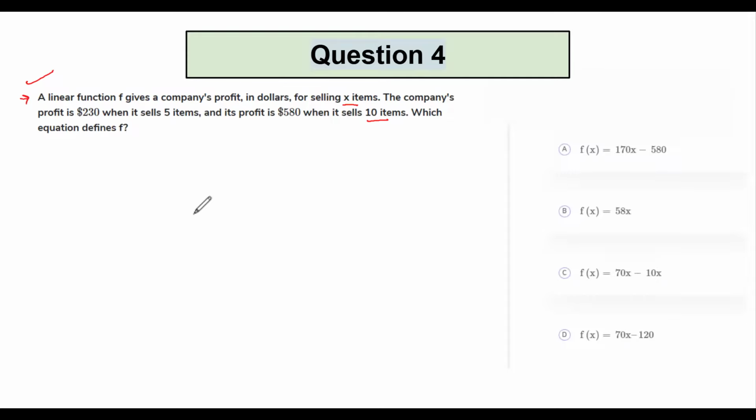So you have 2 points, and you need to find the line. It's a linear function, so it's a straight line. x is the number of items, and then f of x is the profit.